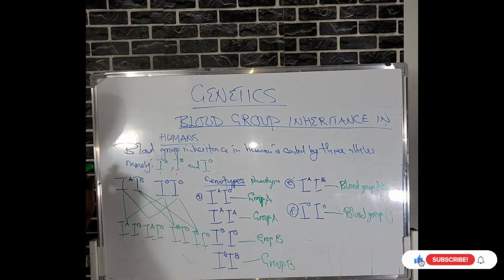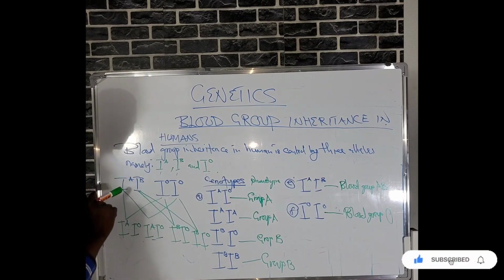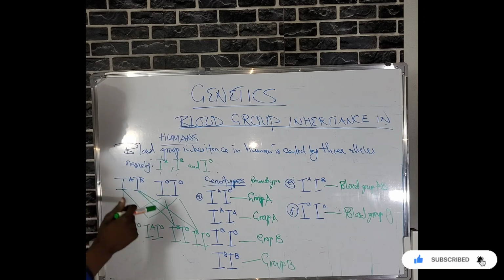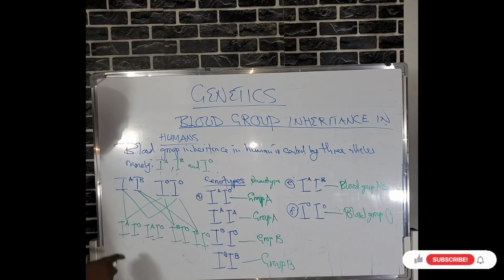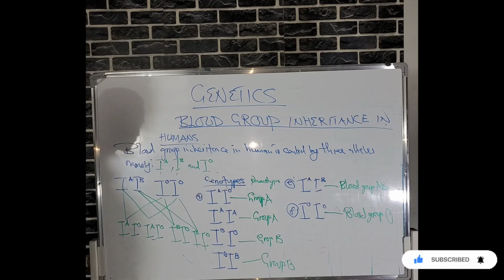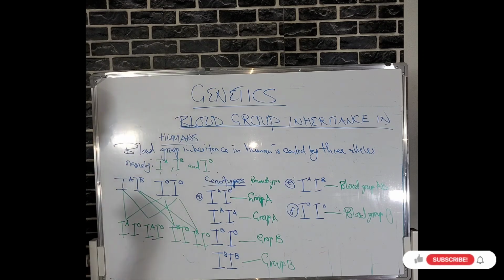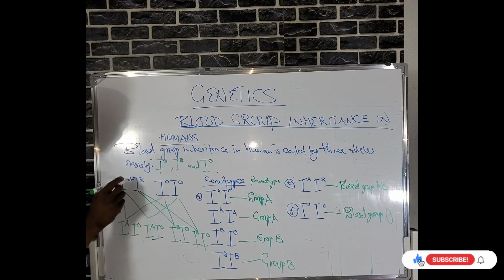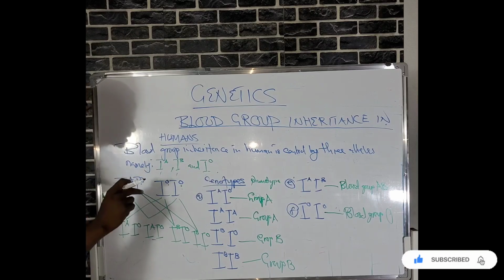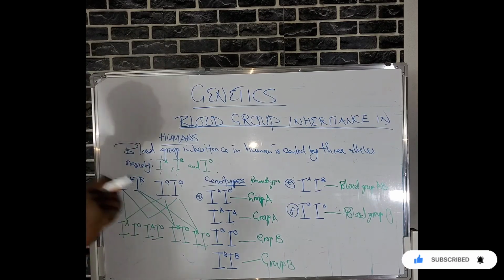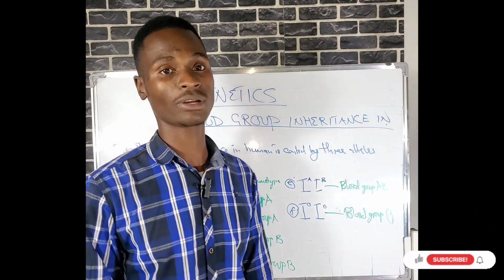Now I'll reverse the question. Can a couple where one parent is AB and the other is blood group O have a child with blood group O? These are genotypes of the offspring. Can they have a child with blood group O? No. Never. Why? Because A and B are dominant over O. Even if the other parent is blood group O, that O will be overshadowed by the dominant allele.